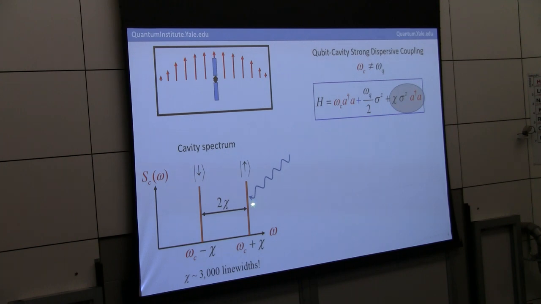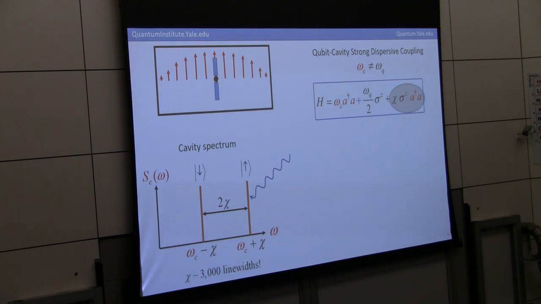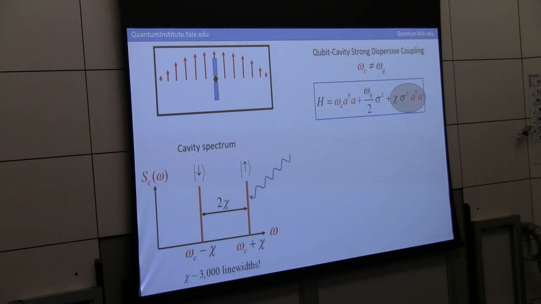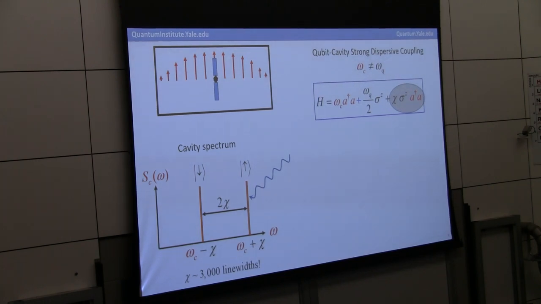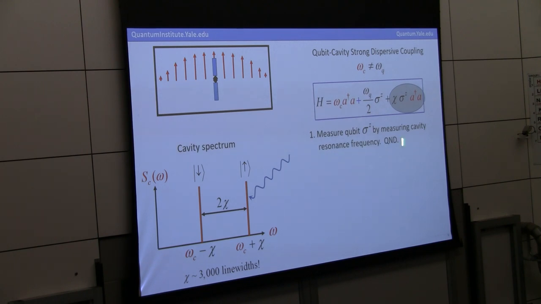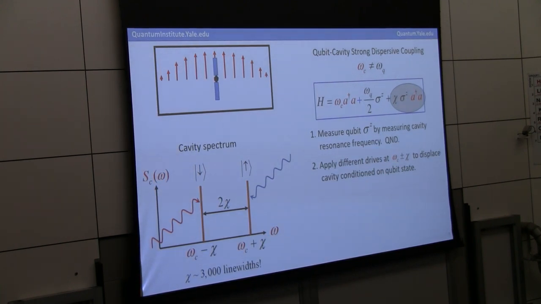suppose that I send in a classical signal, and I measure the frequency of the cavity. I can bounce microwaves off it, and if I'm on resonance, I'll get a pi phase shift. If I'm off resonance, I'll get 0 or 2 pi. I can measure the frequency, and that immediately tells me the state of the qubit. So I can use this to make a quantum non-demolition measurement of the state of the qubit. Quantum non-demolition means if it's in a superposition, yes, it's going to collapse randomly, but if I keep measuring it, I'll get the same answer after that. So I can use this Hamiltonian to measure the state of my atom.